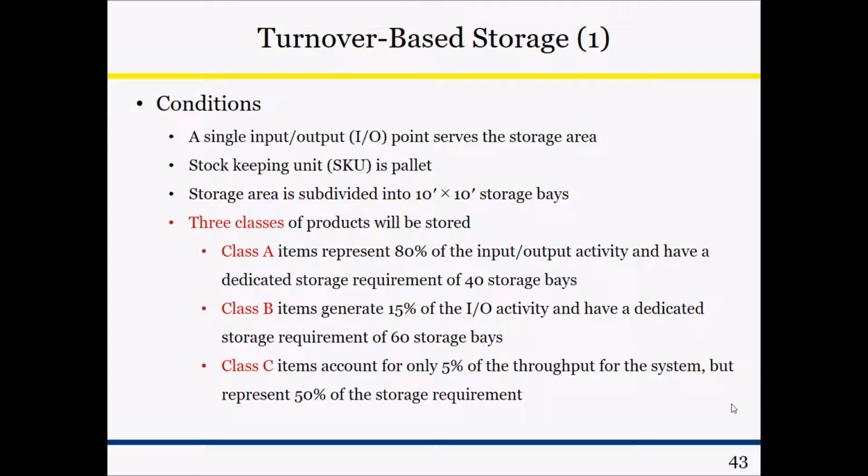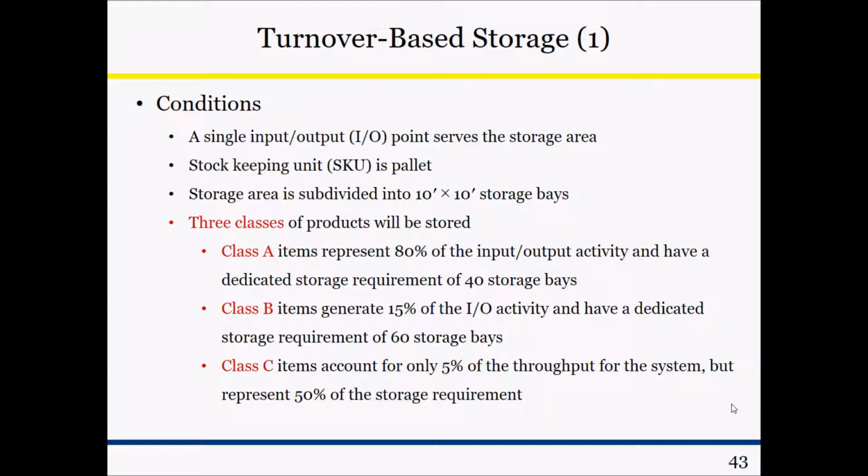In this problem, we have three classes of products, such as Class A, Class B, Class C. Class A items represent 80% of the input-output activity and have a dedicated storage requirement of 40 storage bays. Class B items generate 15% of the input-output activity and have a dedicated storage requirement of 60 storage bays. And Class C items account for only 5% of the throughput for the system but represent 50% of the storage requirement. So you already noticed that we have an ABC classification system in our storage.